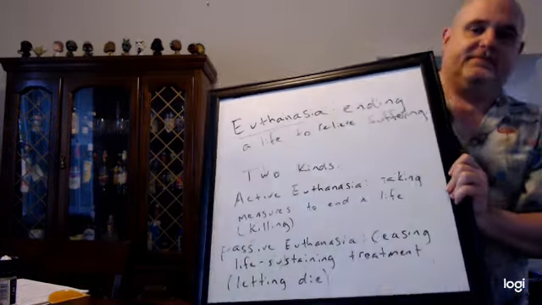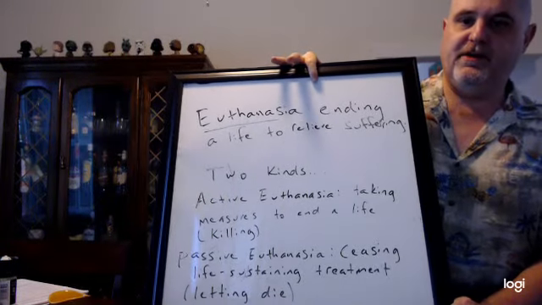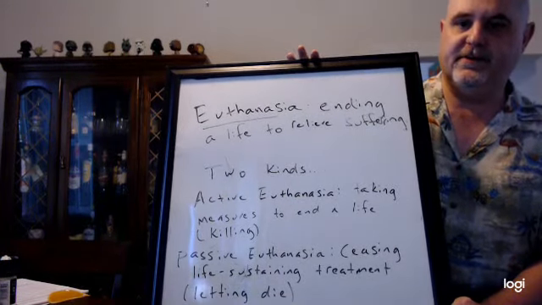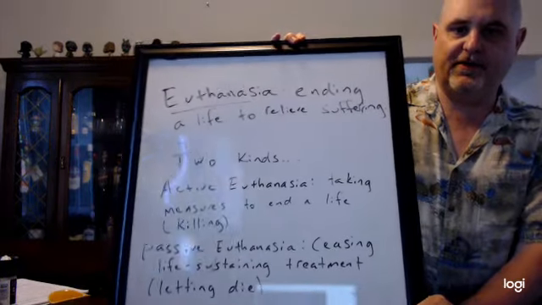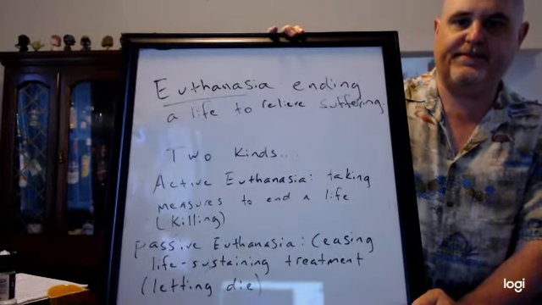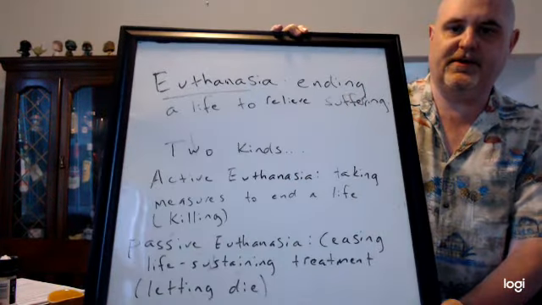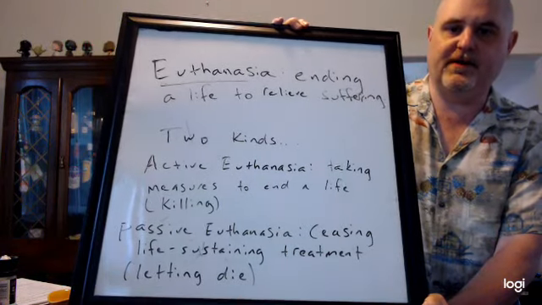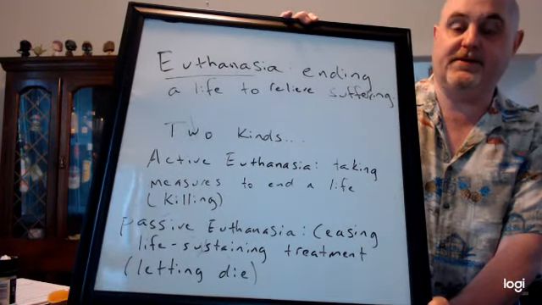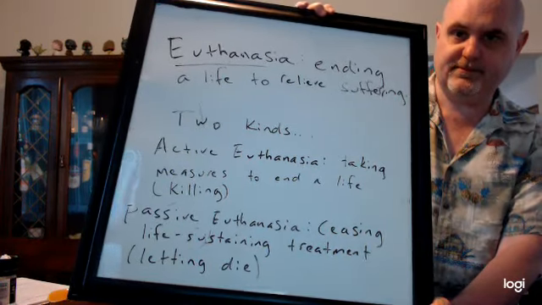Before I go any further, let's take a look at the notes for the first section. Euthanasia is ending a life to relieve suffering. And Rachels says there are two kinds. There is active euthanasia, that is taking measures to end a life, also known as killing. And there is passive euthanasia, that is ceasing life-sustaining treatment, which is often described as letting somebody die, or letting nature take its course.